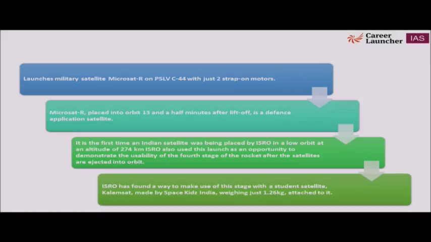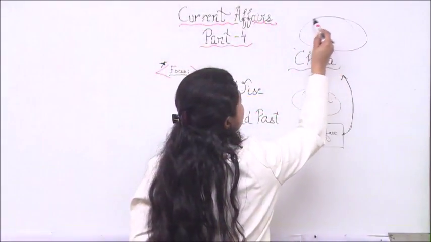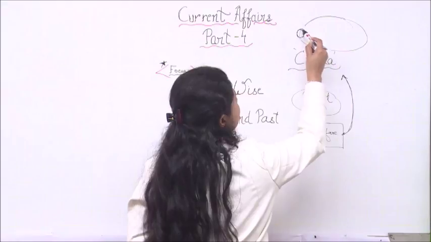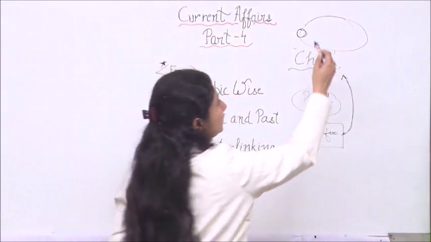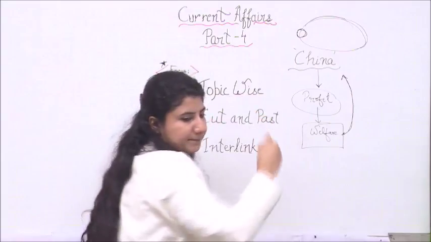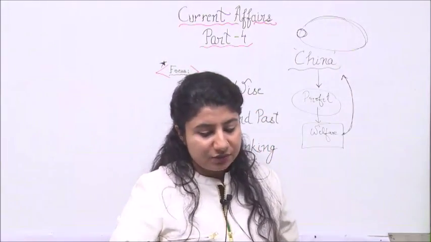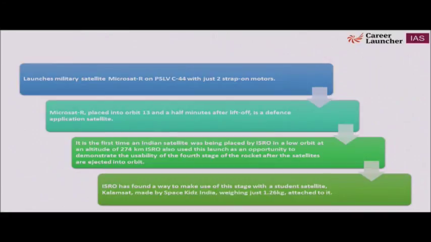Orbit is nothing but the path in which the satellite moves. This is the orbit, and this is the satellite. It has to have some path. So, this is the orbit. And ISRO has also made use of the stage with a student satellite, Kalamsat, made by Space Kidz India, weighing just 1.26 kg, attached to it. And it is a nano satellite, a very small nano satellite, named after the legend Shri Abdul Kalam ji, prepared by Space Kidz India.